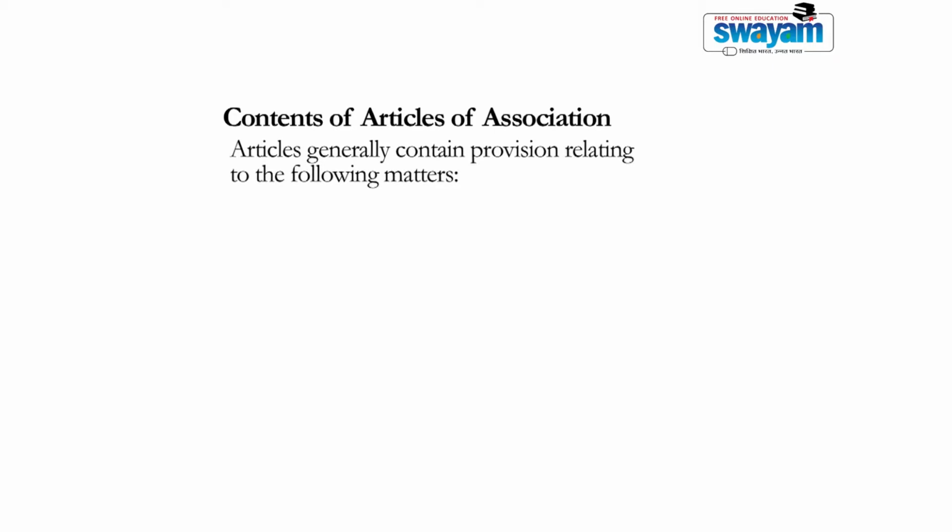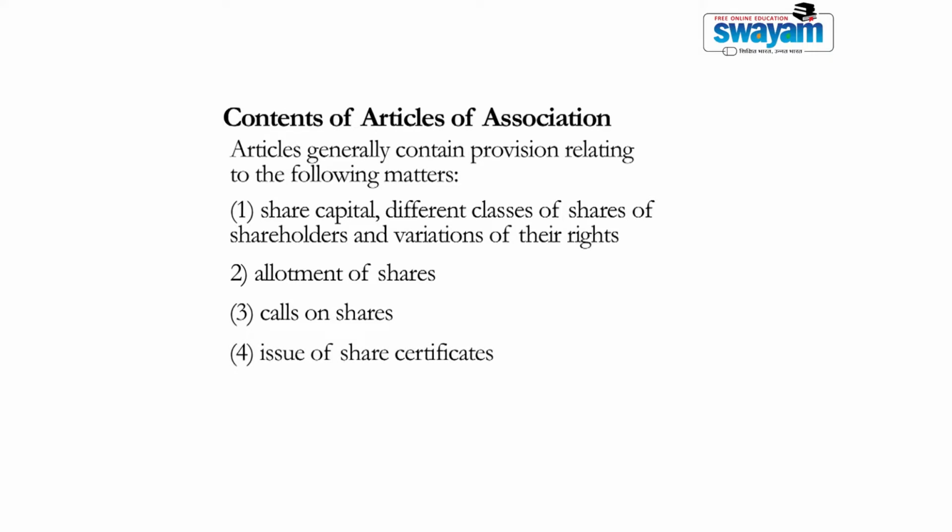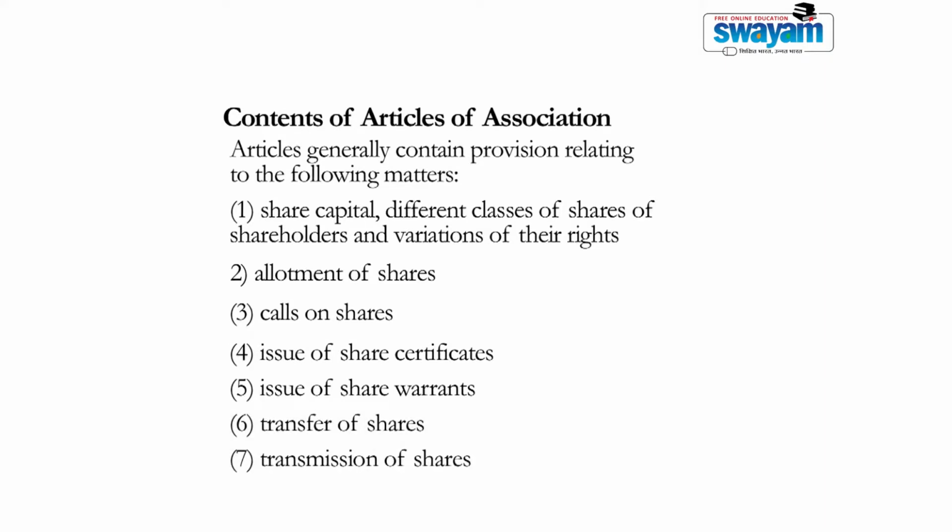Now we will discuss the contents of Articles of Association. Articles generally contain provisions relating to the following matters. First, share capital, different classes of shares of the shareholders and variation of their rights. Second, allotment of shares. Third, calls on shares. Fourth, issue of share certificates. Fifth, issue of share warrants. Sixth, transfer of shares. Seventh, transmission of shares.